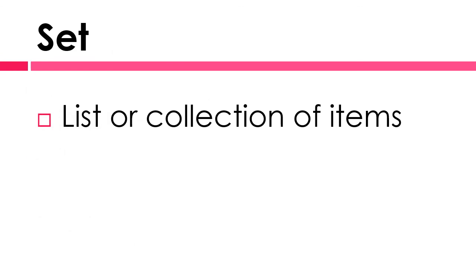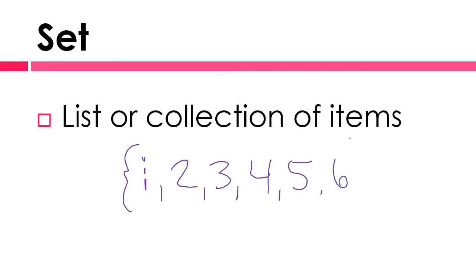A set is a list of collections or items. So for example, if I'm going to list the set of numbers on a 6-sided die, then my set would be 1, 2, 3, 4, 5, 6. And they usually have these little brackets around them just to let you know that that is a set. It could be numbers, it could be shapes, it could be names. A set is just a list of items.